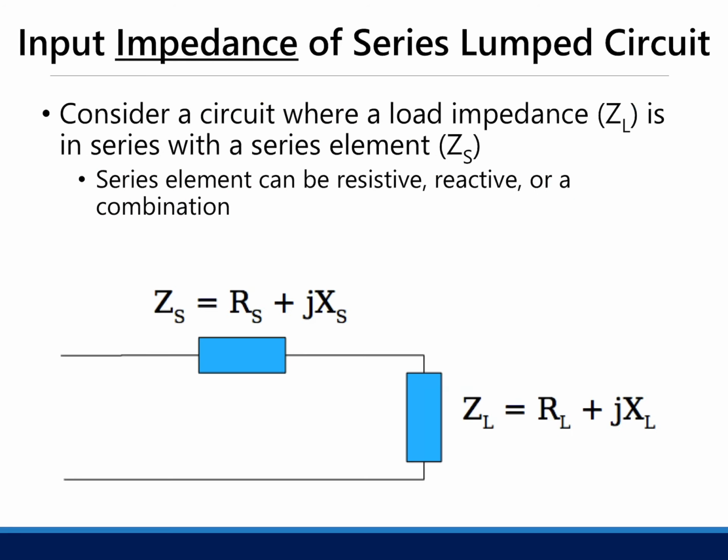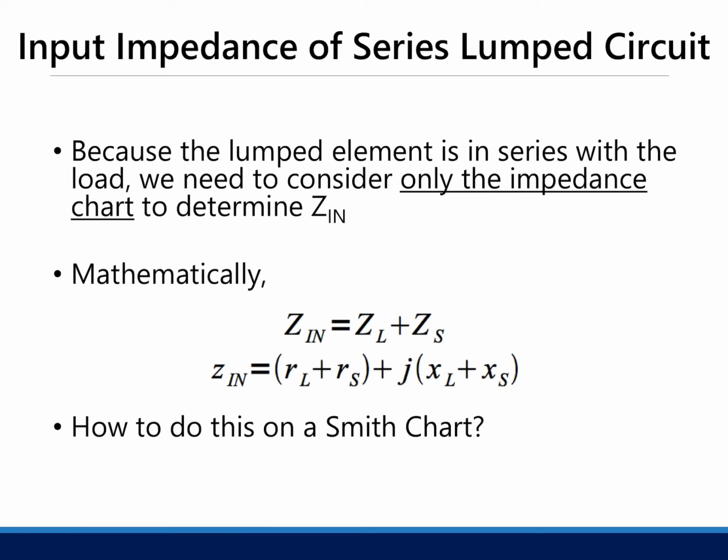Okay? So for example, consider a circuit when you have series impedances. The total impedance is just the addition of the two separate impedances. Okay? And if we break them down to real and imaginary components, then only the real and imaginary components will add, and you have something like this. So that's RL plus RS and XL plus XS. Right, so these are normalized impedances, just note.